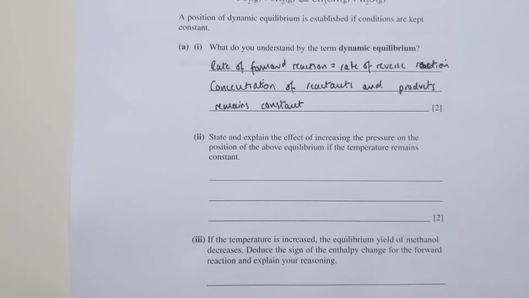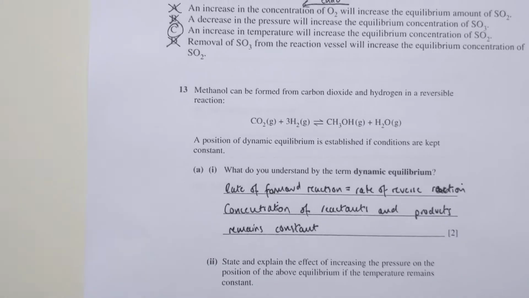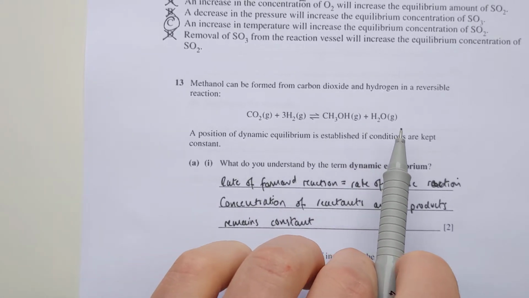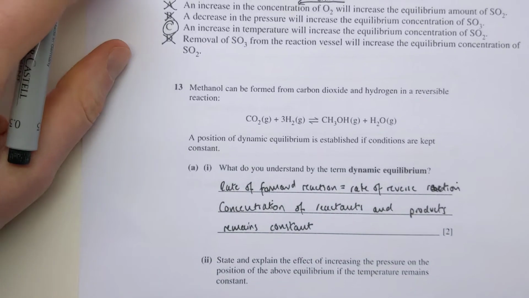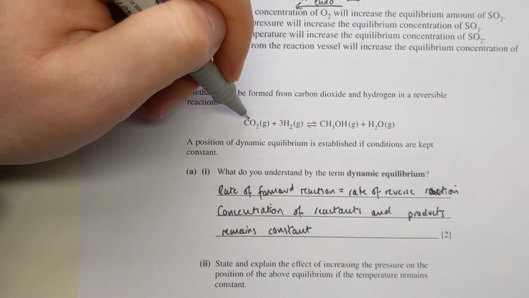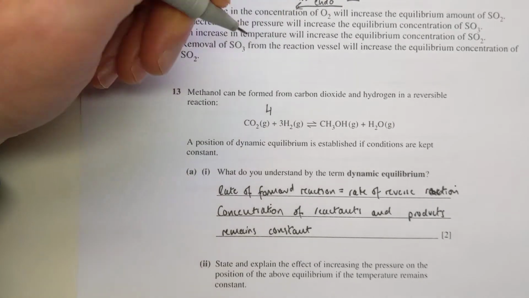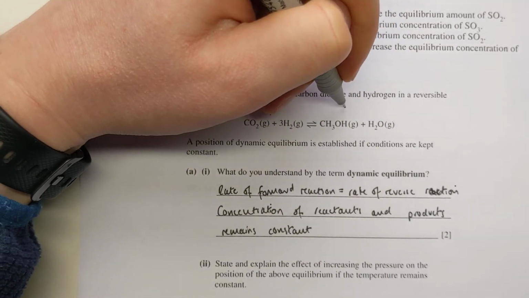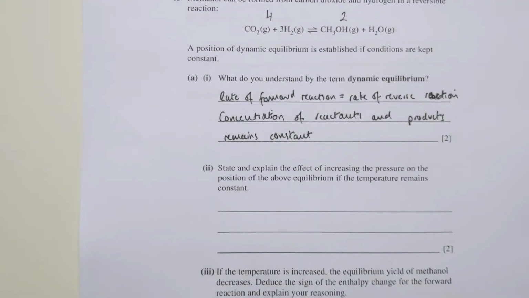Part 2. State and explain the effect of increasing the pressure on the position of the equilibrium if temperature remains constant. So obviously it's a pressure one. We'll just check it. Everything's a gas, that means it's fine to talk about number of gas molecules. We do a little bit of a count. 1 CO2, 3 hydrogens give you 4 on the left hand side, 1 methanol, 1 water gives you 2 on the right hand side. So let's think about the effect.